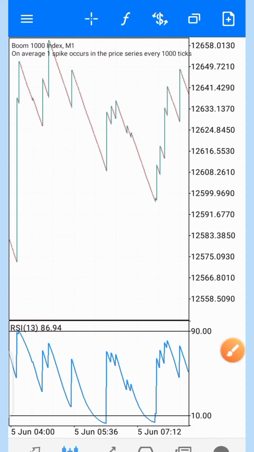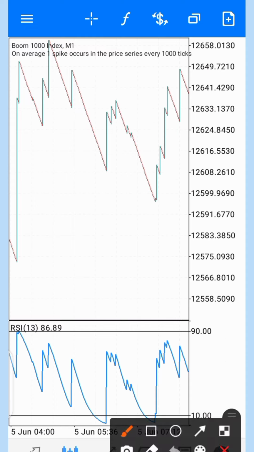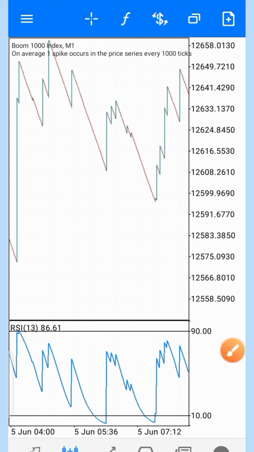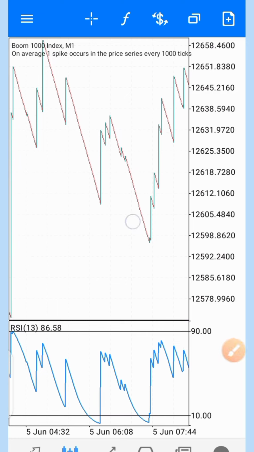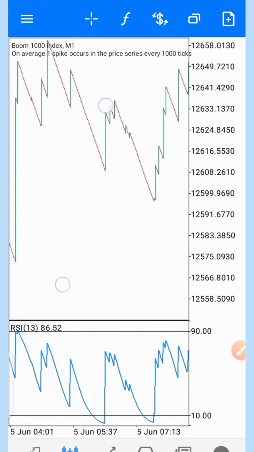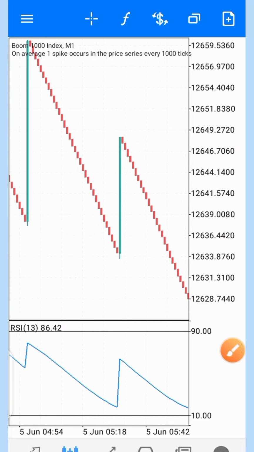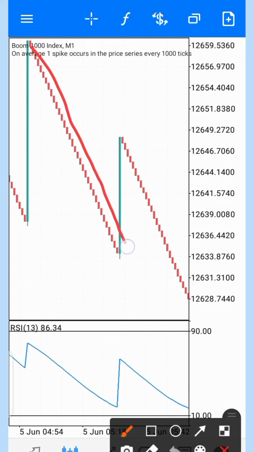What you will notice is the RSI showing weakness. Once the RSI shows that the particular trend is weak, you will be ready to catch a spike. Do you understand that? Let me quickly explain again. When you see that the market is selling, like this sell trade here, you will be waiting until this sell trade is weak.